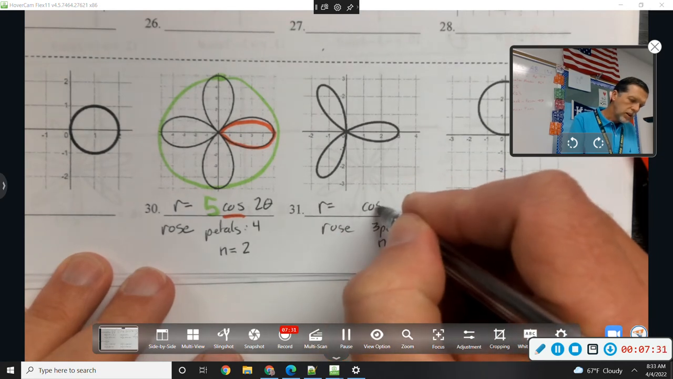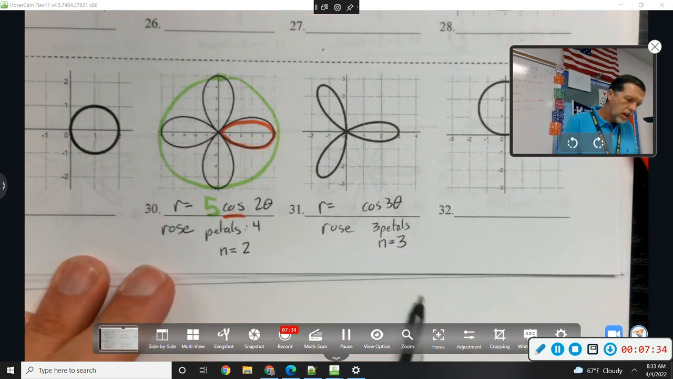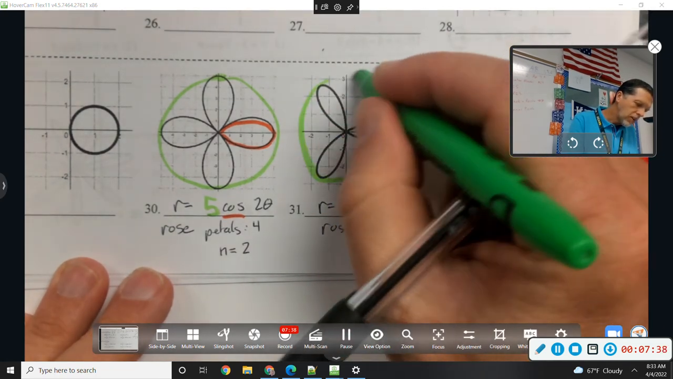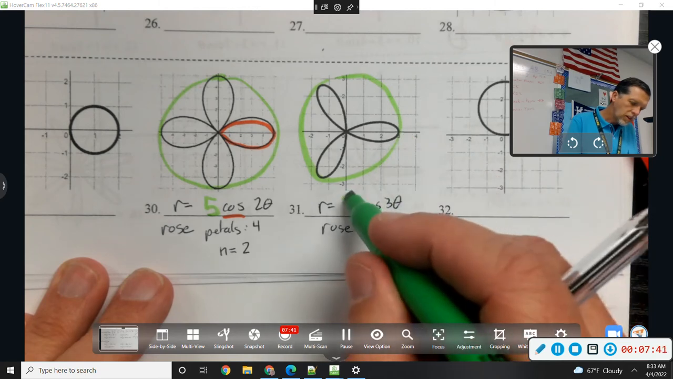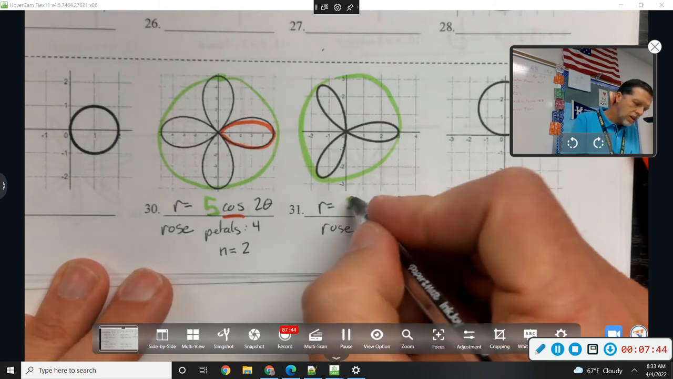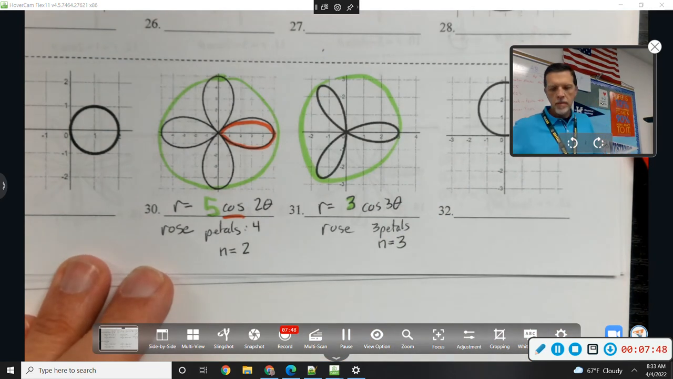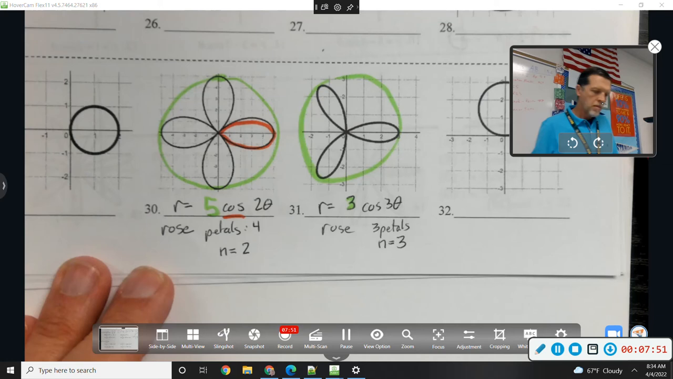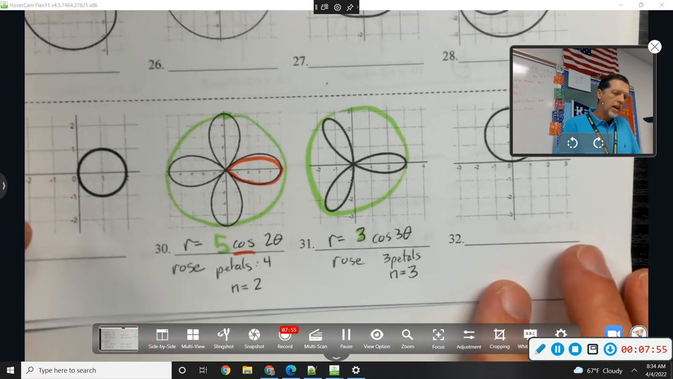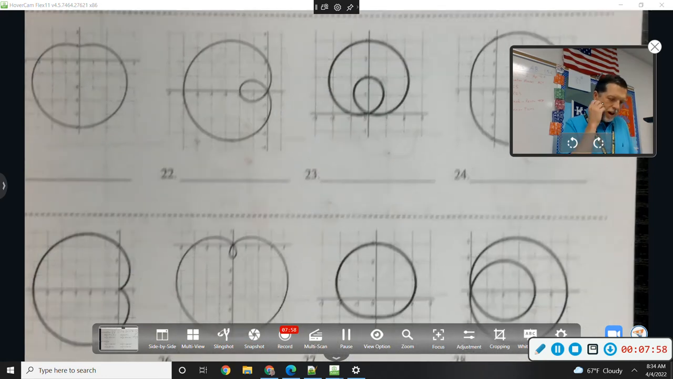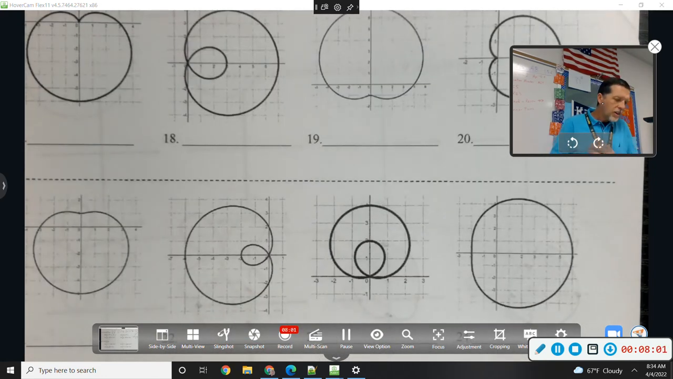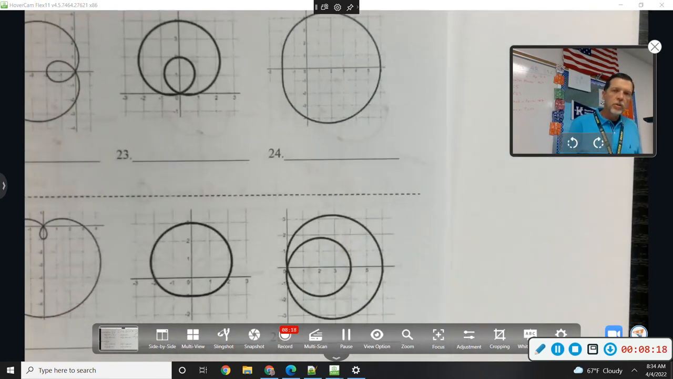r equals cosine 3 theta. And let's see, how far out did this thing go? 3. 3 cosine 3 theta. Okay, that's the old stuff, though. Do we need to do any of the top 12 problems? Because there's cardioids, there's limaçons with loops, without loops, backwards, forwards, upside down, inside, outside, upside, downside. Dr. Seuss teaches limaçons. 24.